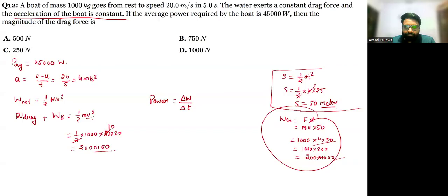Clear? The net work done here is coming out as 200 into 1000. Then you need to multiply power into delta T. Power is already given to you as 45,000, and you have already calculated the work done by engine force. By doing so, you can calculate the work done by drag force. Okay. Clear? I hope that you have understood this concept.